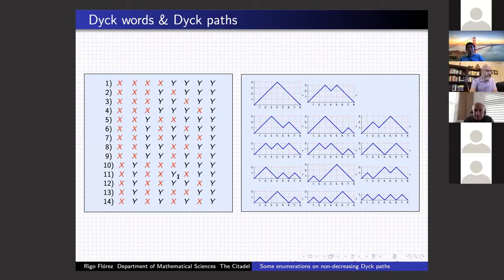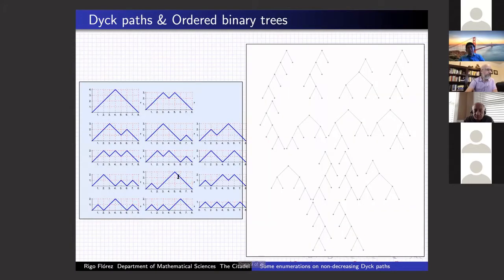There is another representation, also a variation: Dyck words and binary trees. There are also more representations using trees, but here I brought just the binary trees. I'm going to show you how the binary trees work. The others are more popular than this one, and for that reason I want to show you this representation.